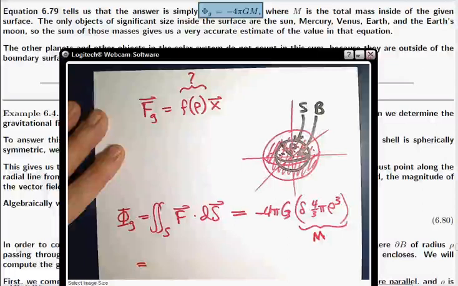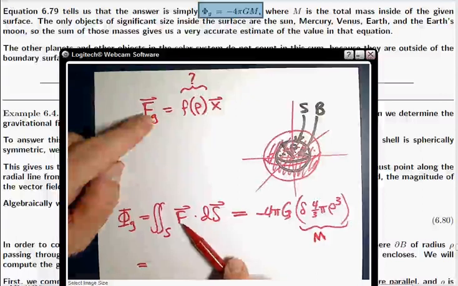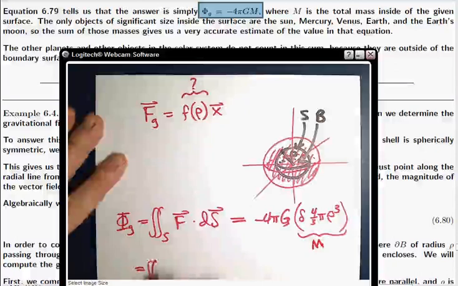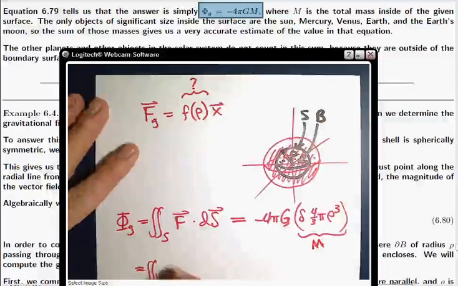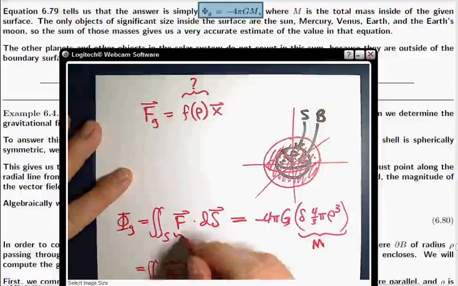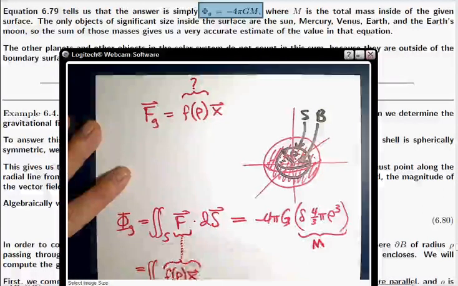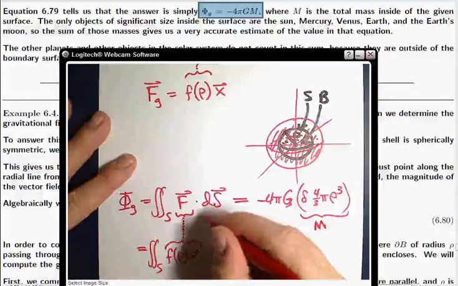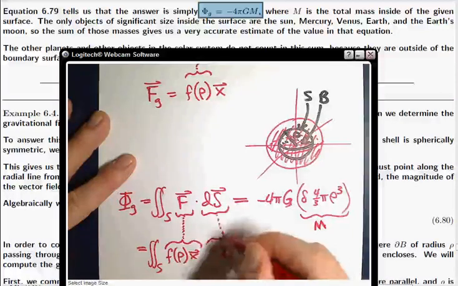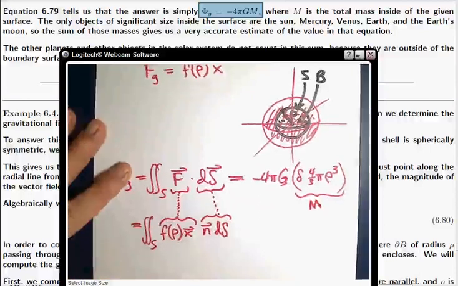Now another thing we can do is compute this flux a little bit more directly, just by the fact that we have a formula for this gravitational field. Namely, the gravitational field is some function depending on rho times the position vector x. Now, what about this dS? I'm going to rewrite that as the unit normal vector times dS scalar. And that I can actually plug in for.